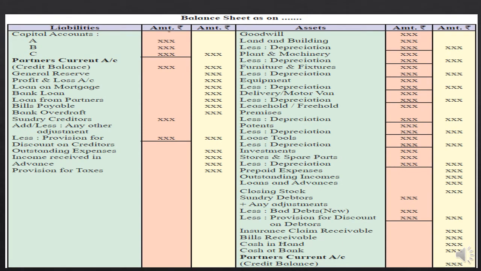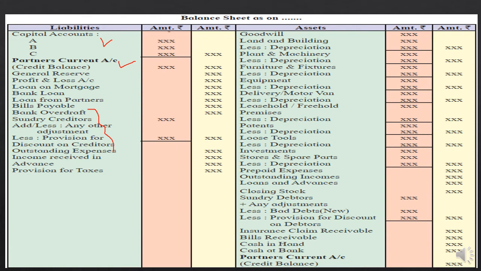Last we have to see the balance sheet. So you know, balance sheet is not an account, it is a statement which shows the financial position of a business for a particular year. In the balance sheet, the first item on the liability side will be the capital account, and then current account, after that the bank, all kinds of loan. Then the current liabilities, small liabilities will be shown like bills payable, bank overdraft, sundry creditor, and then provisions for discount, outstanding expenses, provision for taxes, income received in advance.